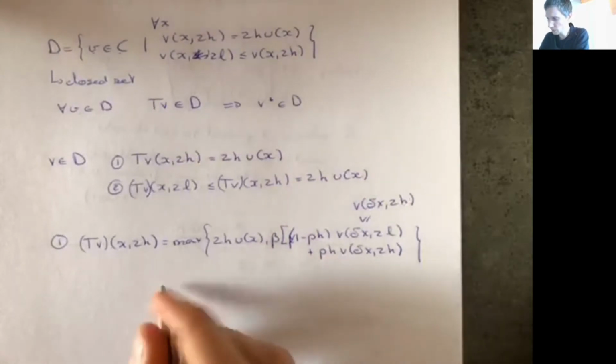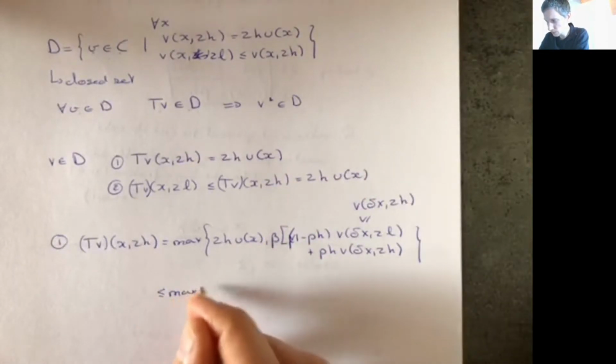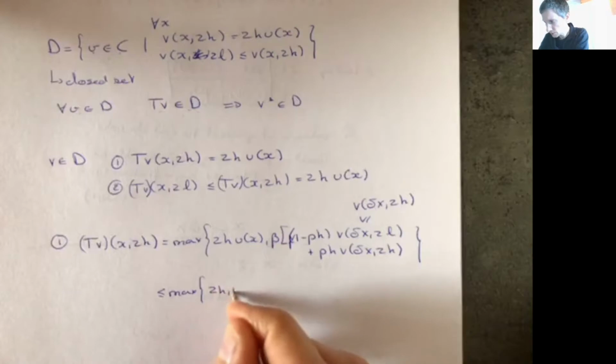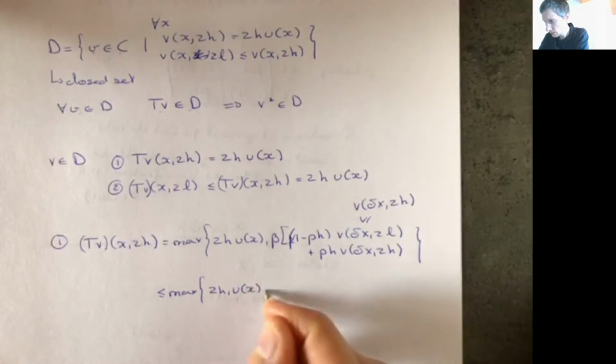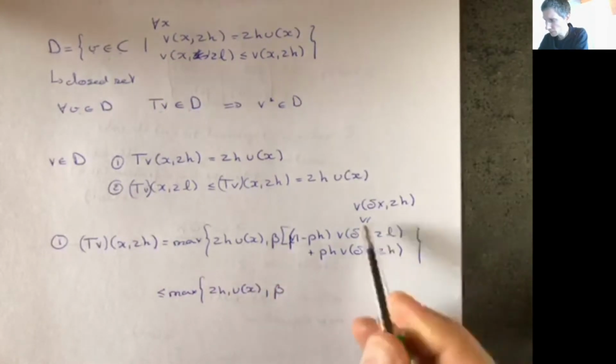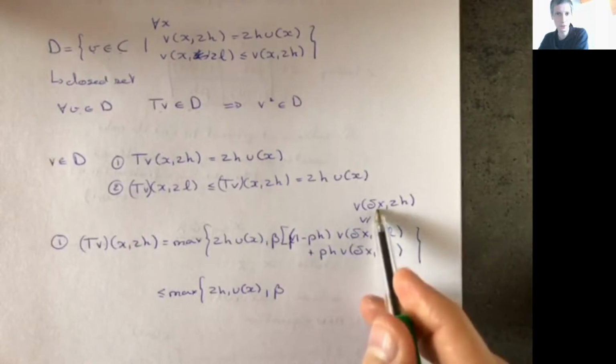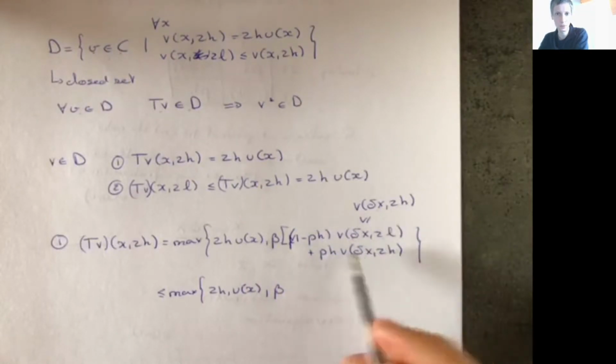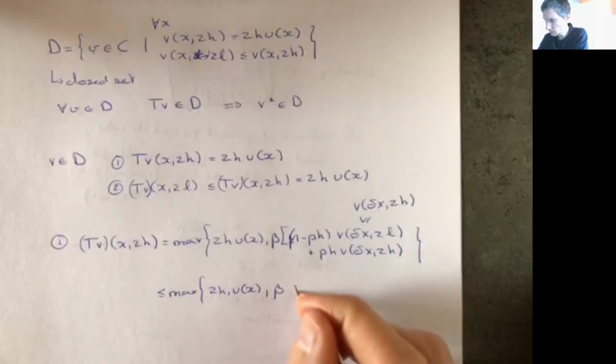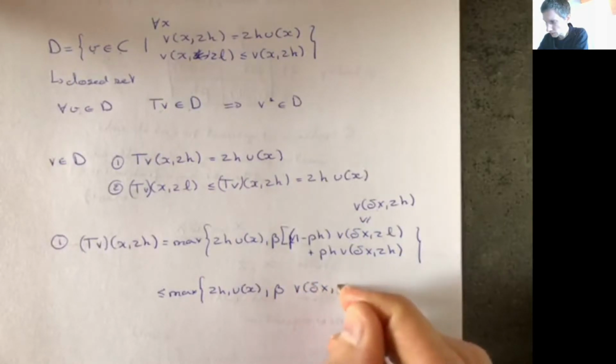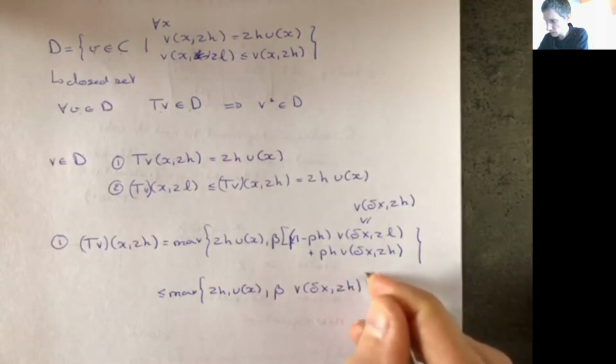So we know that v delta x zl is lower or equal to v delta x zh. Okay, so the maximum here will be less or equal to the maximum of zh u of x, and then beta, if you let this less or equal to this, then this will be equal to this. So here we have v delta x zh.